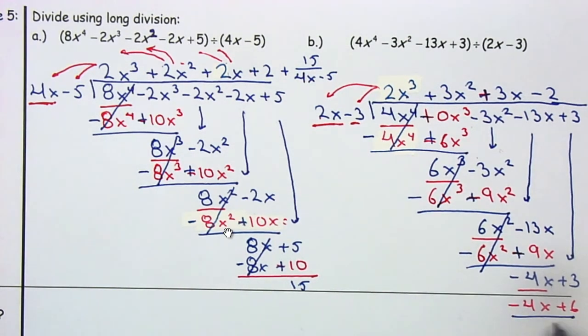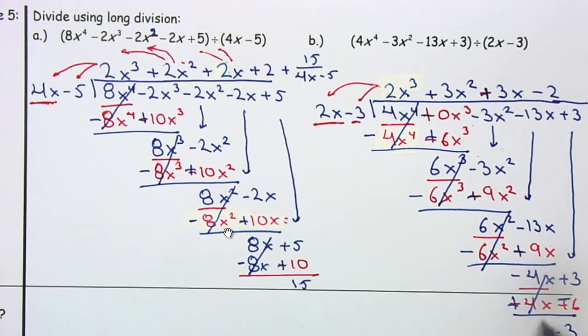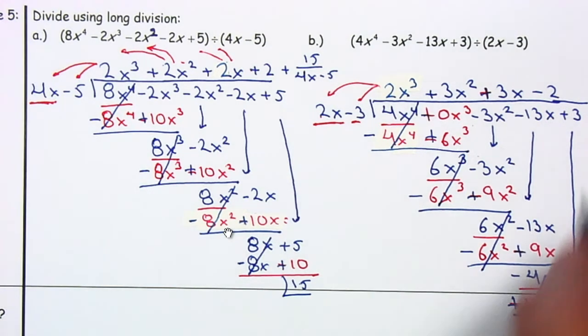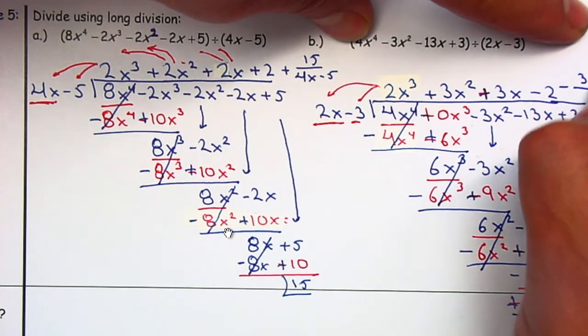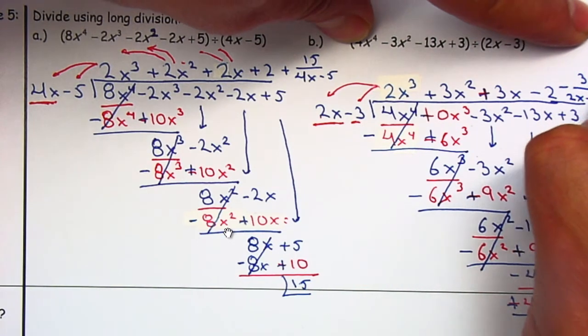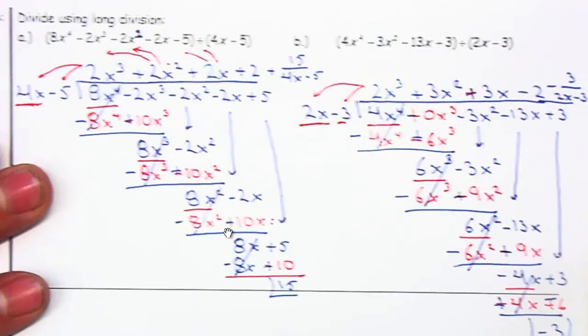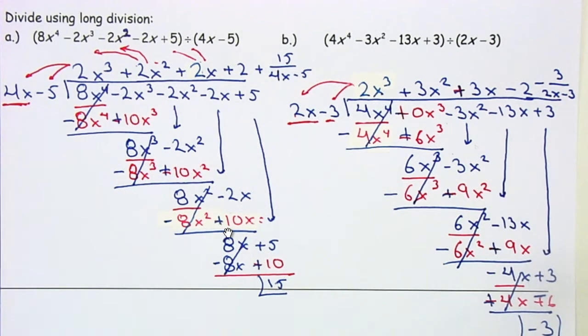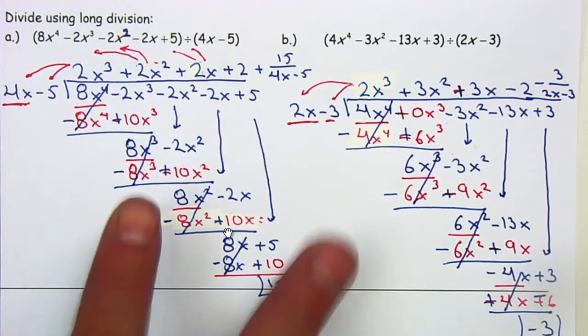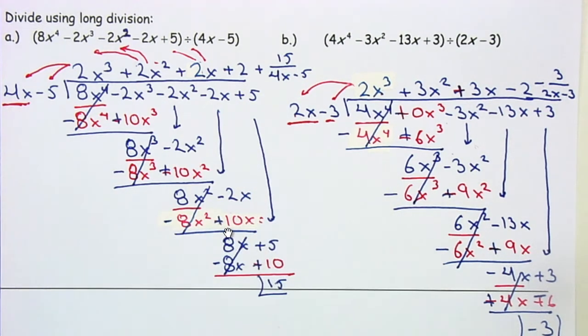Draw the line, change the sign. This becomes a positive, this becomes a negative. That cancels, so I have negative 3. That's my remainder. So my remainder will be minus 3 over 2x minus 3. Notice that I placed the minus in here. Even though it's a lengthy process, this should be an easy process for all of you guys.